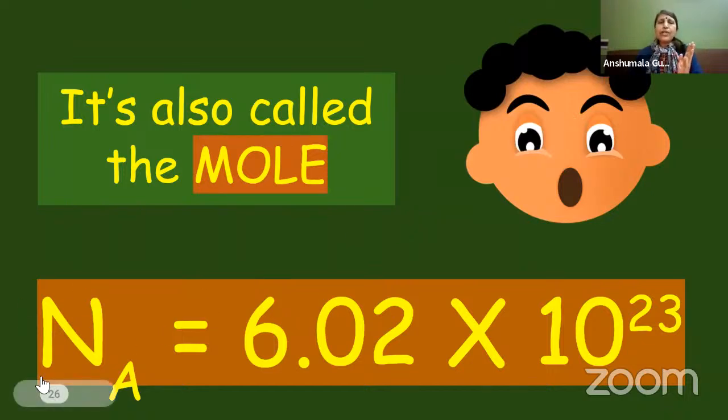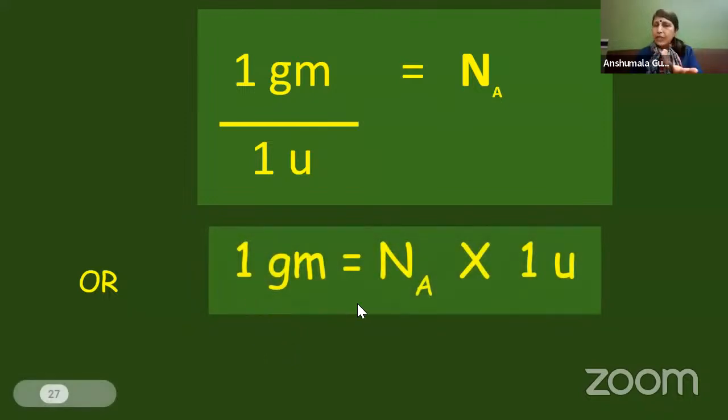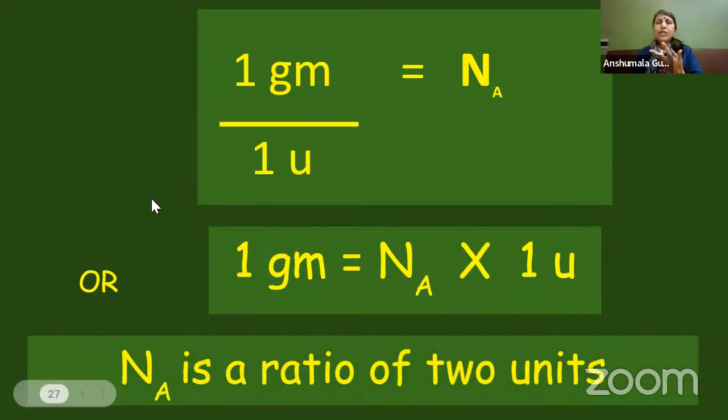It's also written as Na. Sometimes people write it as N, or sometimes they write it as A also. But it's just a sufficiently large number, and a very convenient number. It's a very good number to have because it makes life very simple. This number is the ratio of two units: a very convenient practical unit like gram, and a very real unit of atoms, in which we actually measure atoms and molecules. So 1 gram is Na times U, and Na is the ratio of these two units.